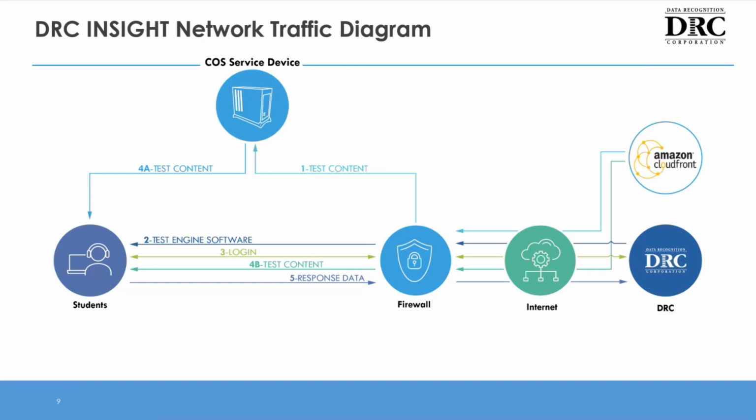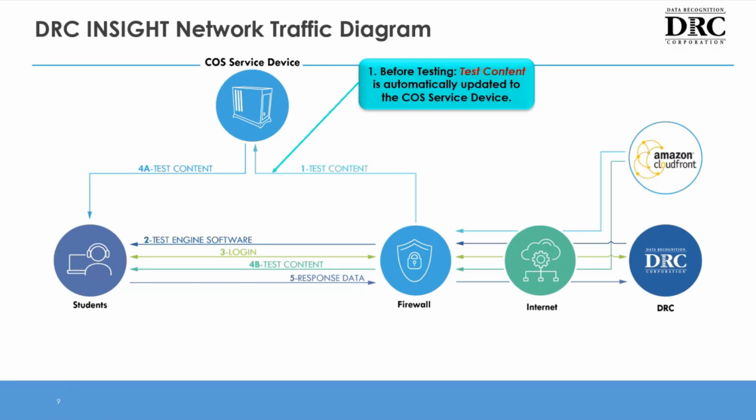This is a network traffic diagram, and it gives a visualization of how everything works during testing. The COS service device is at the top. To the right, we have DRC and Amazon CloudFront together because DRC uses AWS or CloudFront for our storage. Number 1 here shows that when the COS service device is installed, test content stored on the AWS CloudFront is automatically sent to the COS service device. The content management service automatically checks for new content several times daily and updates the COS service device.